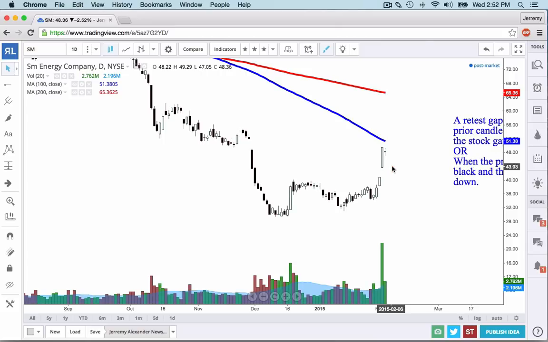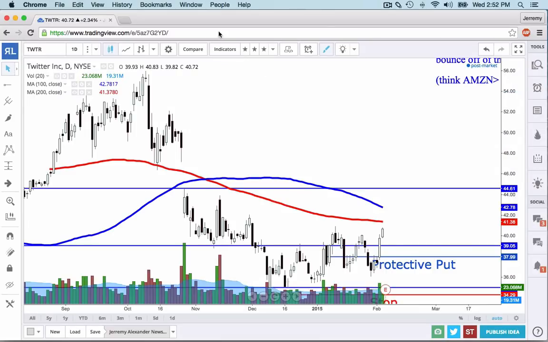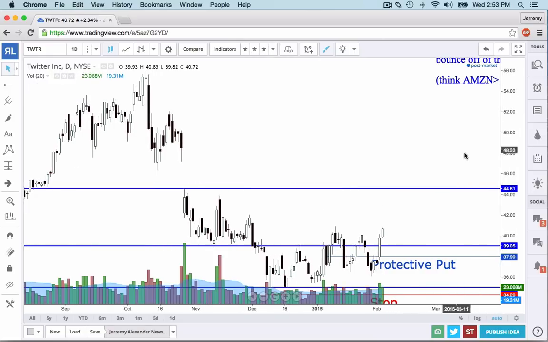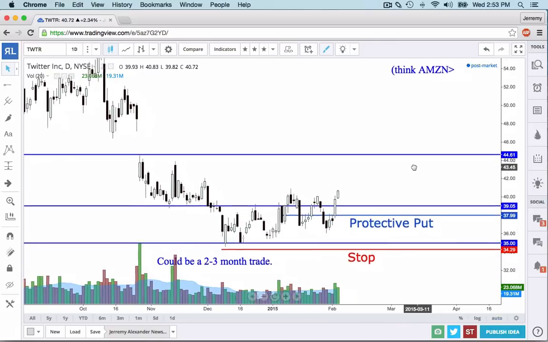So let's see if I can predict the future, if you will, on a particular trade. This trade has not happened yet, so I'll go ahead and record this so that you guys can get an idea if my analysis is close to being correct. And what I'm going to do is look at Twitter. Now, Twitter, again, hasn't gapped yet. This is before earnings. I think earnings are tonight.